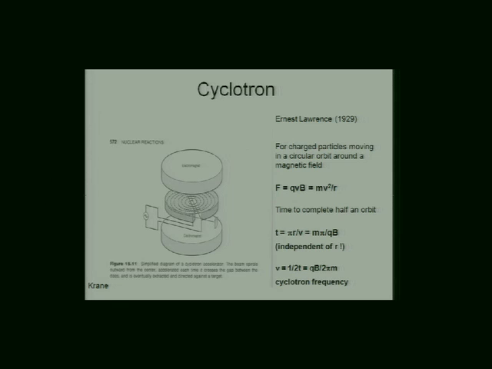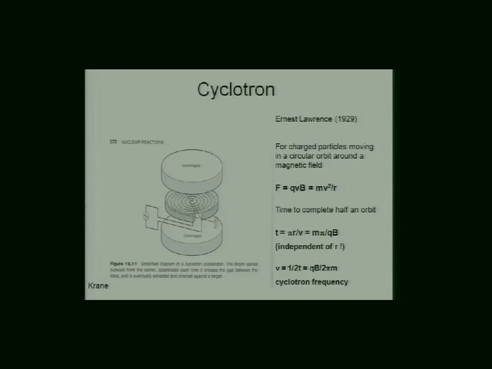And so if you then ask, how long will it take it to make half an orbit? Well, in half an orbit, the distance it travels is pi r. 2 pi r would be a circumference, so half a circumference is pi r. And its velocity would be v, because we're assuming it's a constant velocity while it's just coasting through the D. So pi r over v we can solve for using this equation. It's m pi over qB.